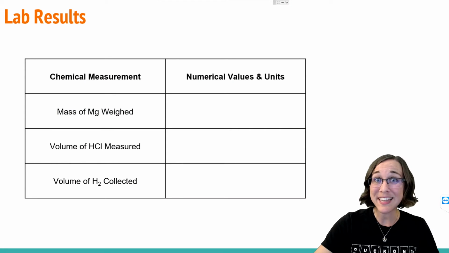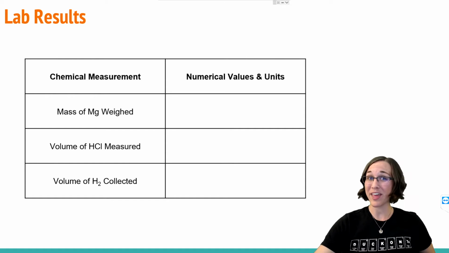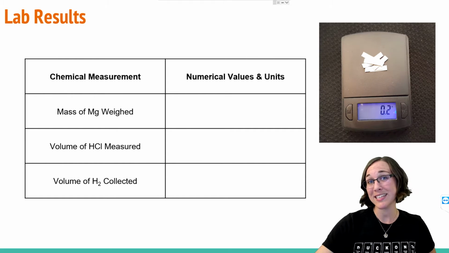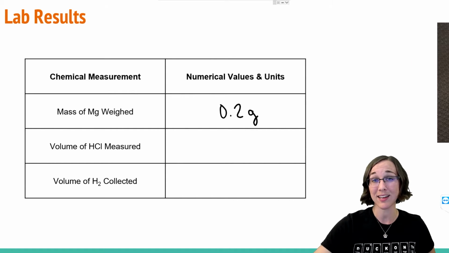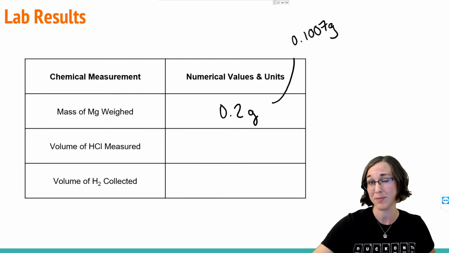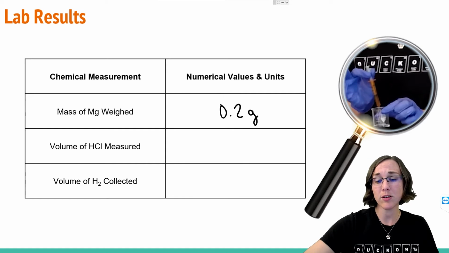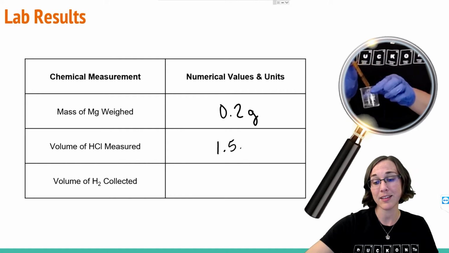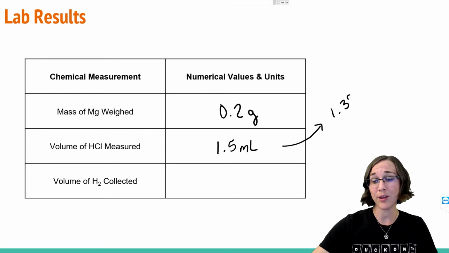Whoa, so we collected hydrogen gas and lit it on fire. Now let's do some calculations for that gas. We know that the mass of the magnesium we started with was 0.2 grams. Again, because my scale sucks and we couldn't measure out the actual 0.1007 grams that we should have measured out. Womp womp. The volume of 6 molar HCl we used was also closer to 1.5 milliliters in my very crappily labeled syringe, as opposed to the 1.38 milliliters of HCl we should have measured out.